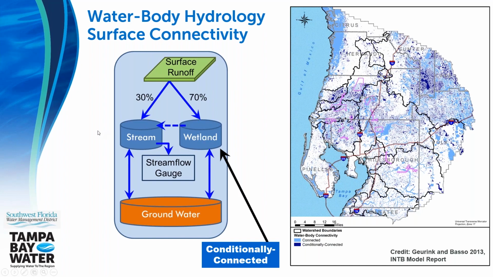The other 30% of the upland area contributes to the connected system, so that when uplands discharge surface runoff to these connected streams, the stream flow gauges see that runoff right away. Both the connected and the conditionally connected water bodies are connected to the groundwater system, either by recharging the groundwater system or by the groundwater system providing flow into these water bodies.